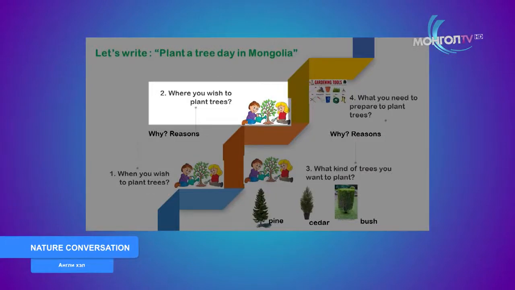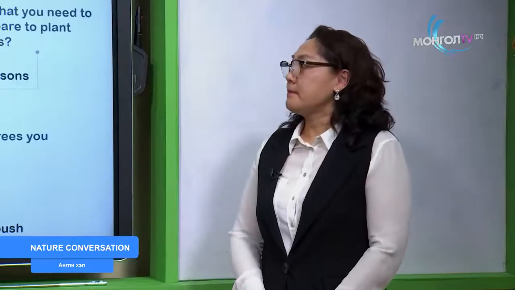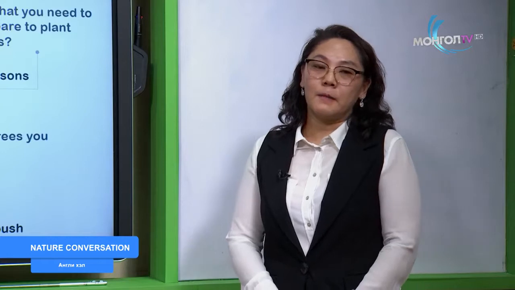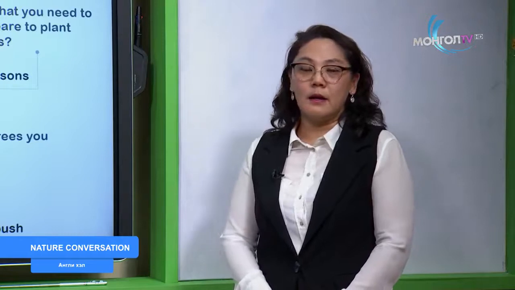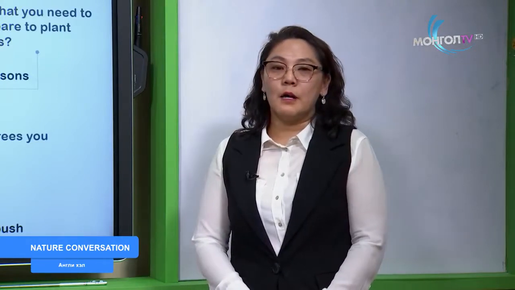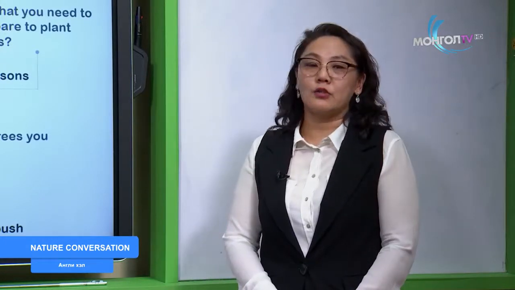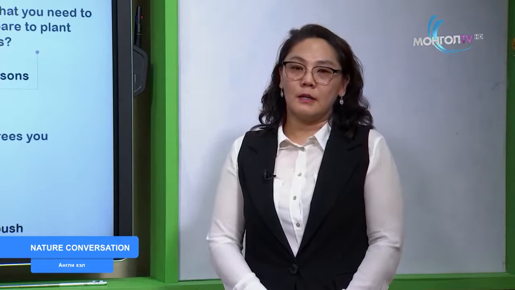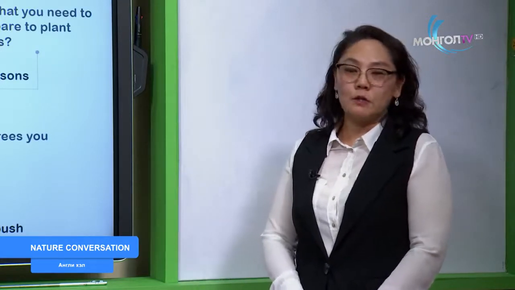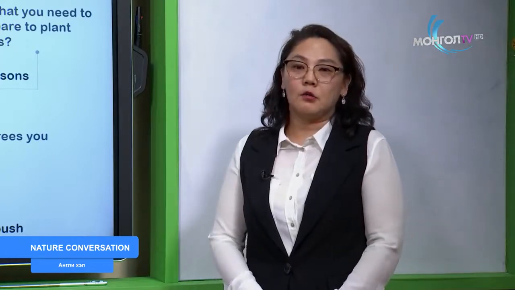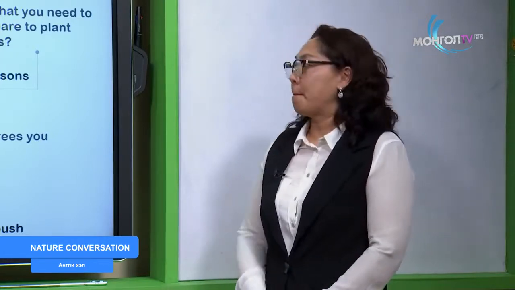Okay, number 2. Where you wish to plant trees and why, and tell us a reason. Okay, if I would like to answer, I wish to plant in the yard because at our house there are no trees. So I would like to grow trees around my house. Okay, but your choice will be different. It's okay. You could write your opinion.